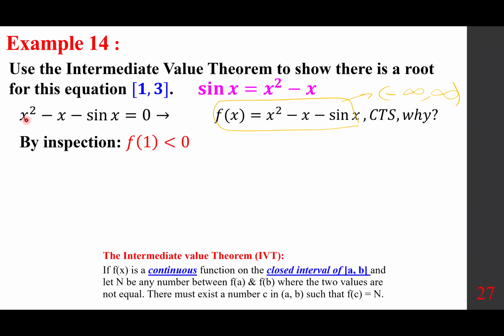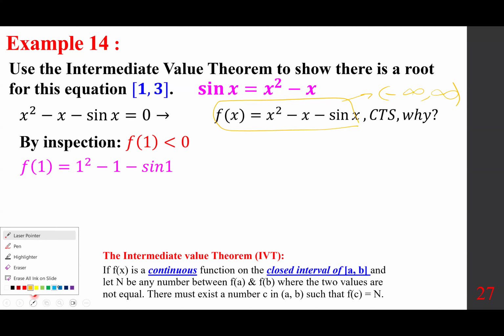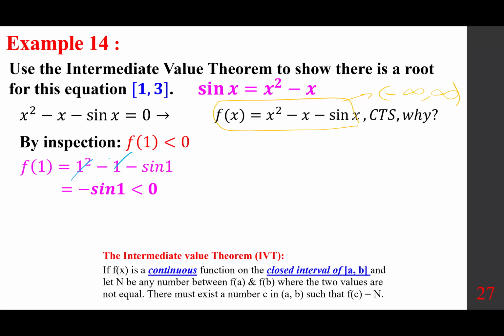Plug in 1. It becomes 1 squared minus 1. Both of them are 1, so they cancel each other, right? So you get negative sine 1. And please understand, sine 1 means sine of 1 radian at 57.3 degrees, and that's negative. You don't even have to know what the answer is, but it's negative. And that's the key. You just want the sign, negative or positive.